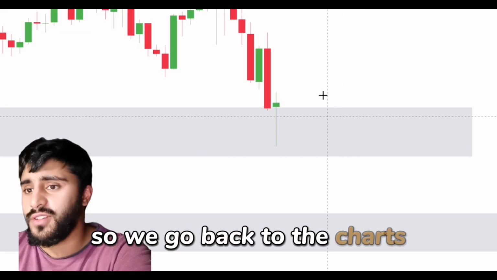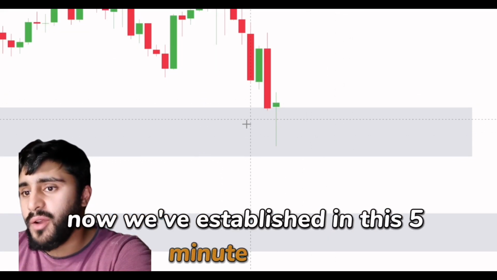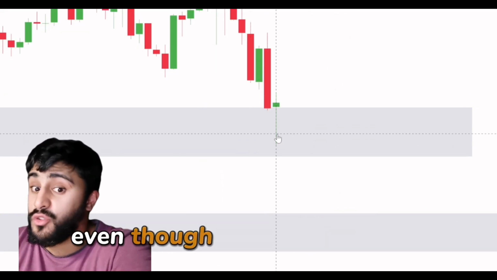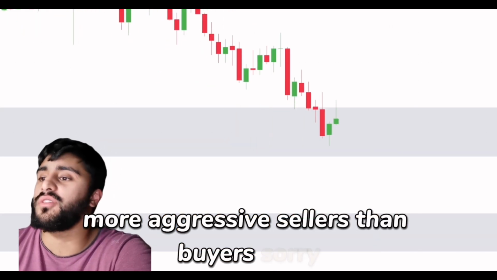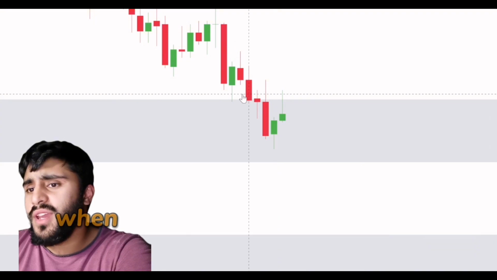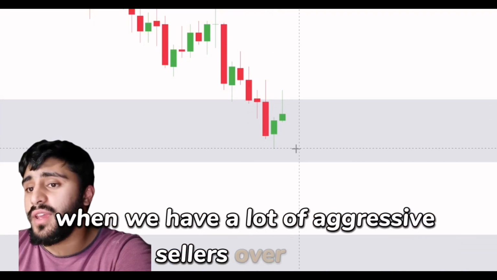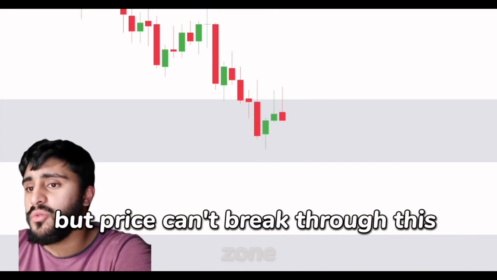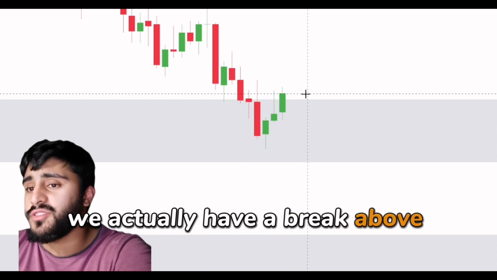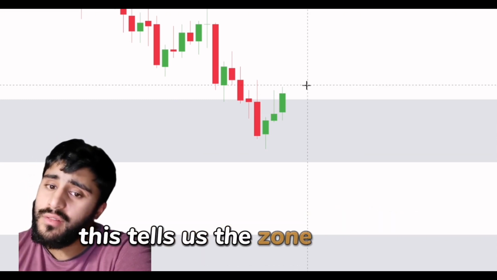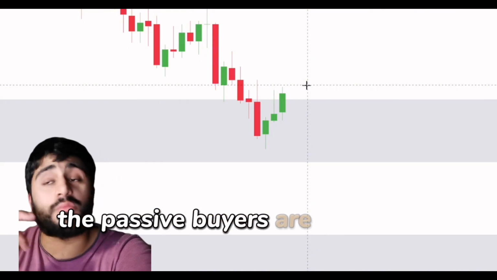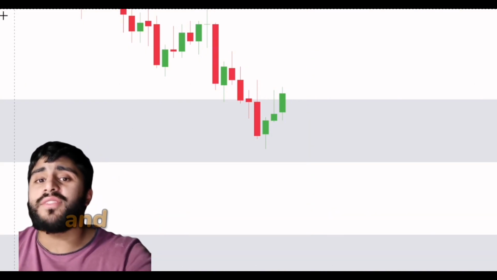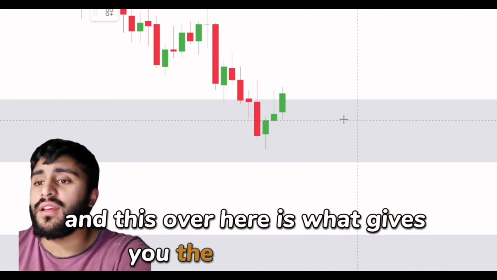So if we go back to the charts now, we've established that in this 5 minute candle there are a lot of aggressive sellers. Even though it's a green candle, there are more aggressive sellers than buyers at this point. So once we have that in place, when we have a lot of aggressive sellers over here but price can't break through this zone, we actually have a break above this zone. This tells us the zone is strong and it's being supported by passive buyers. The passive buyers are absorbing the aggressive sellers, and this over here is what gives you the long position, right?